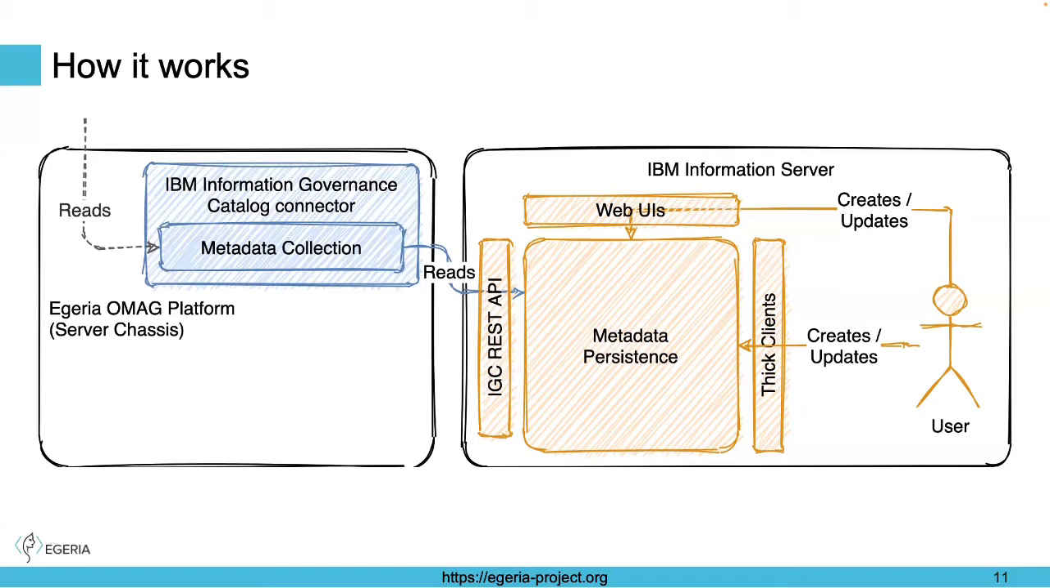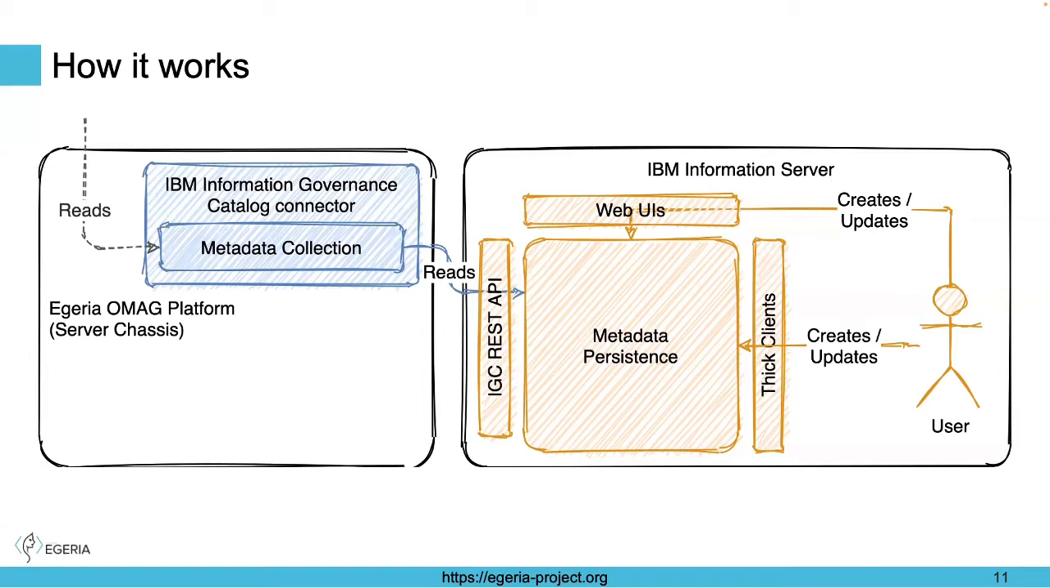On the right-hand side, you see that the information server, or the whole suite, has its own workflow, and Egeria does not influence that workflow. Basically, there is a standard business-as-usual operation happening there. Metadata is authored and created, but also made available through the IGC adapter on the left-hand side. And that is how we have it deployed. Basically, it is this simple.